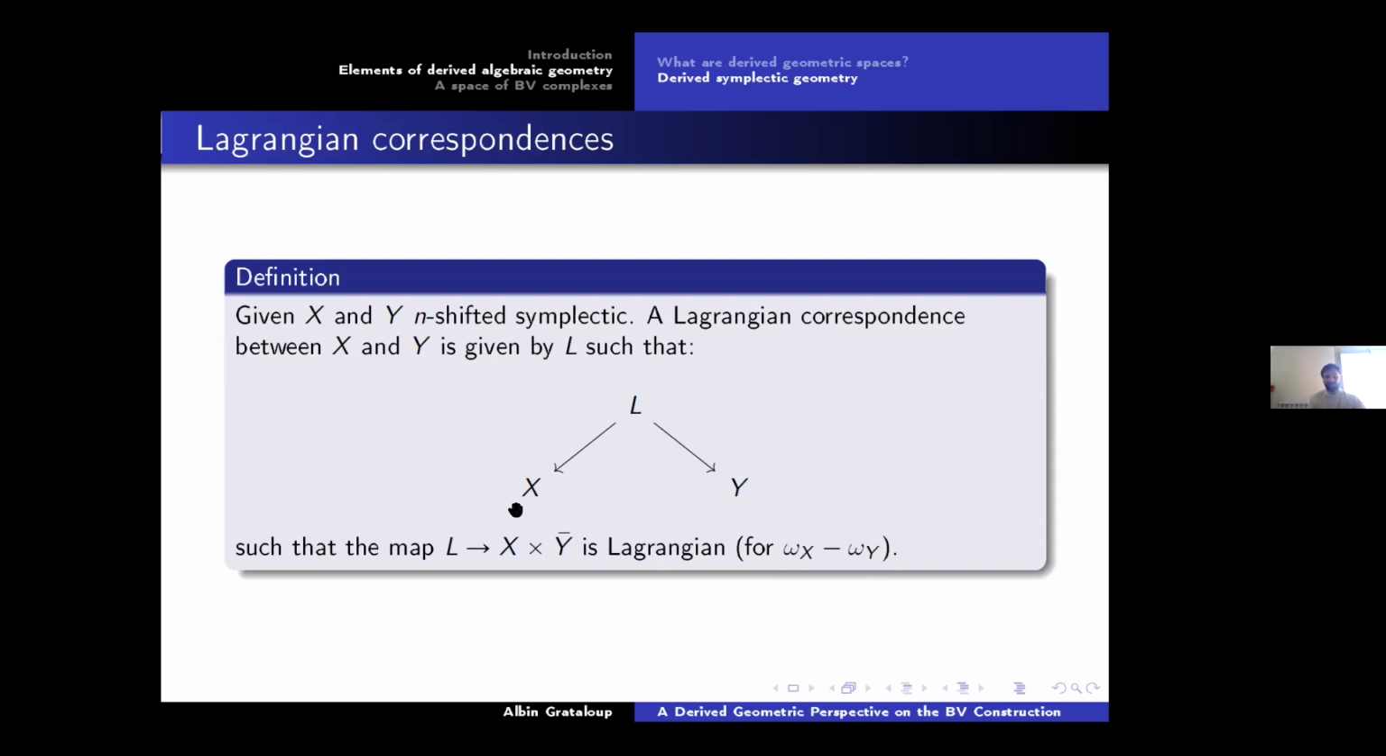Yes, Lagrangian correspondences are something that can be composed and behave very well. This is what I'm going to use to express the idea that this BV is some kind of reduction of the critical locus.